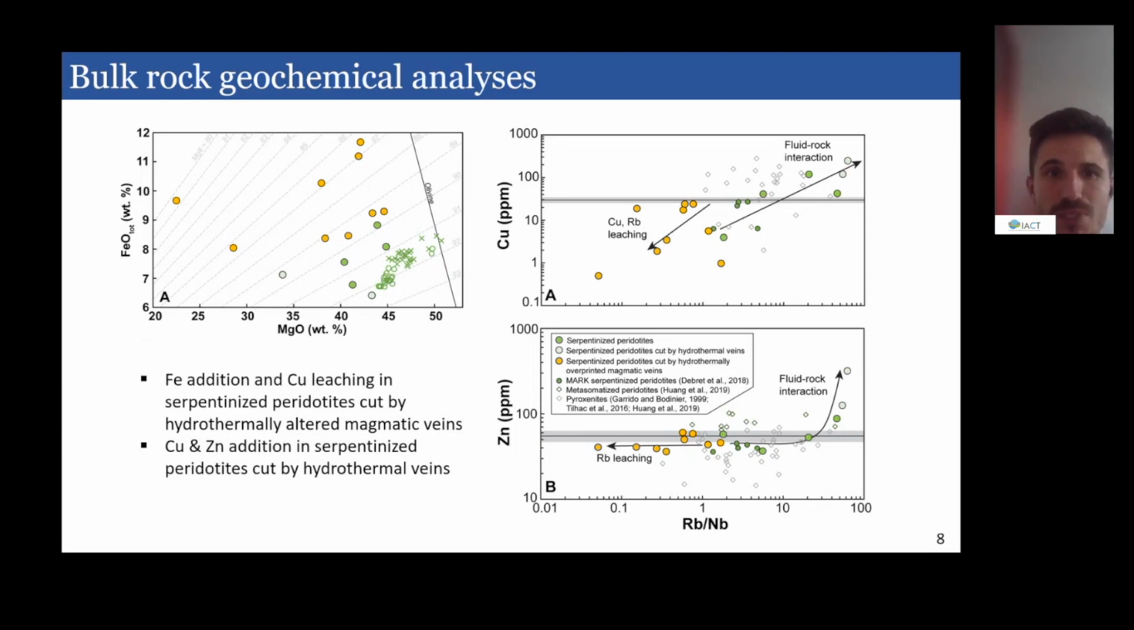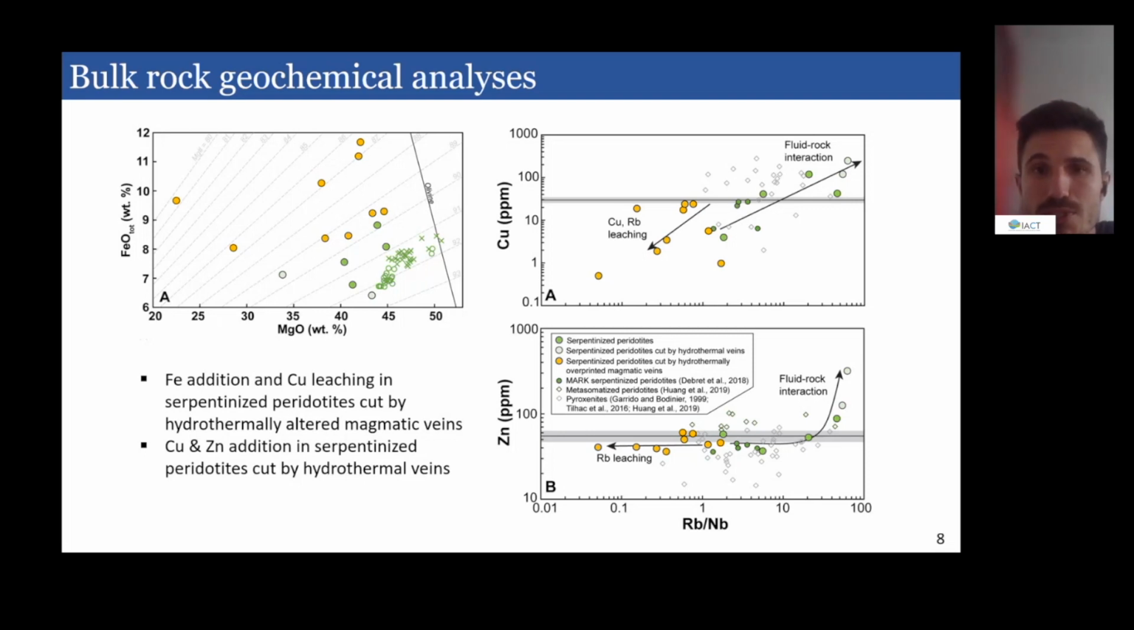And so if we look at the copper first, we observe that the copper content of the serpentinized peridotite cut by former magmatic veins is quite low. And it's even quite low if we consider a mixing between a peridotite, which is represented here by this gray field, and a magmatic vein that corresponds to this gray diamond. So this means that copper has been leached during hydrothermal alteration of the magmatic veins. But this hydrothermal alteration had probably negligible effects on the zinc mobilization.